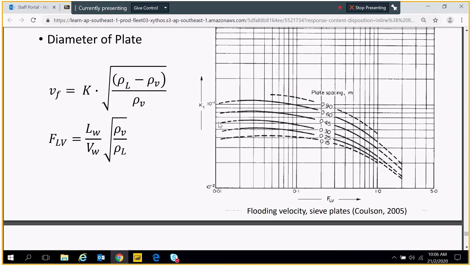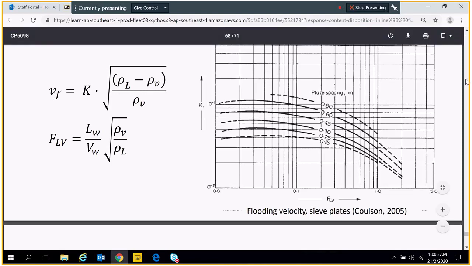Now come back to here. So let's say you have this K factor. Let's say I increase the plate spacing, from 0.3 to 0.6. So I want the plates to be further apart. 0.6, that's it. Oh, bigger K. And it makes sense because bigger K means VF is bigger.